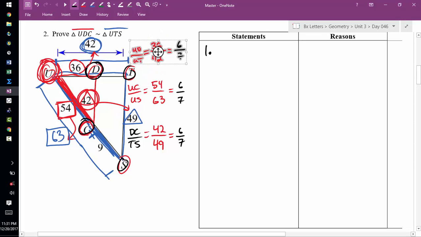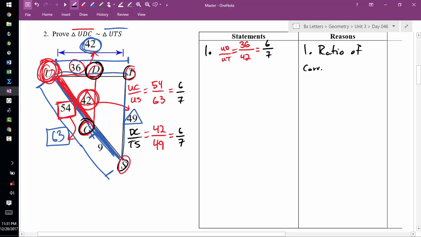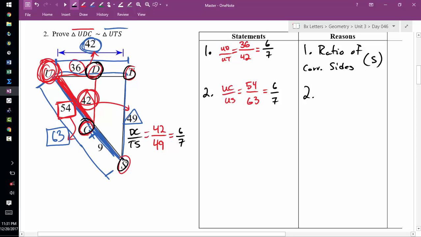I'm lucky I can just copy and drag over. And why did I do that? Well, that's the ratio of corresponding sides. And like I said, I'm going to keep track. That's a side fact. 2, well, I did another ratio. My reason for writing that, well, that's the ratio of corresponding sides. That's a second side fact.